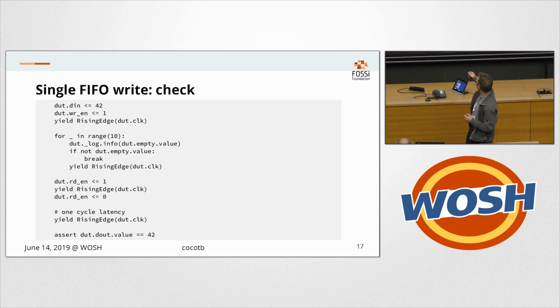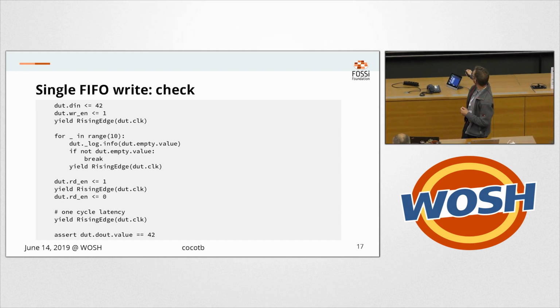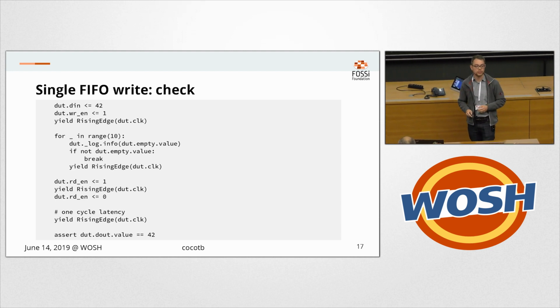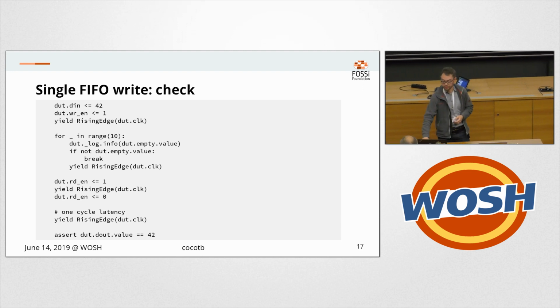What do we do here? We set a value to input, set the write enable, wait a cycle to make it actually go in on the next cycle, and then we wait until the FIFO is not empty anymore, just getting around the latency. And then in the end, we read out the value and make sure that it actually matches what we wrote in there. The thing is, first we said that all those objects you access under dot are references. If you want to get the value out of that, just add .value, and that's it.